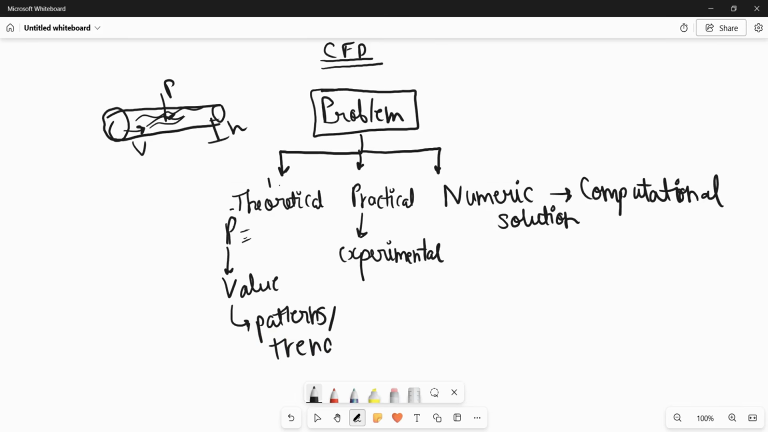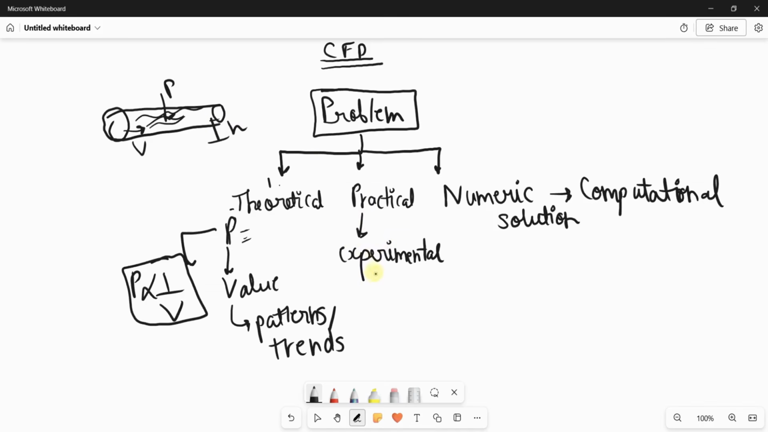Trends in the sense that I sometimes may not know the exact value of pressure. I can just tell that P is inversely proportional to velocity, and using this I can give a guesstimate of the value of pressure. So theoretical solutions don't have to be very accurate. Out of all three, probably one of the most inaccurate is theoretical. I'm not saying that it cannot be accurate, but you can't completely rely on a theoretical solution, correct?